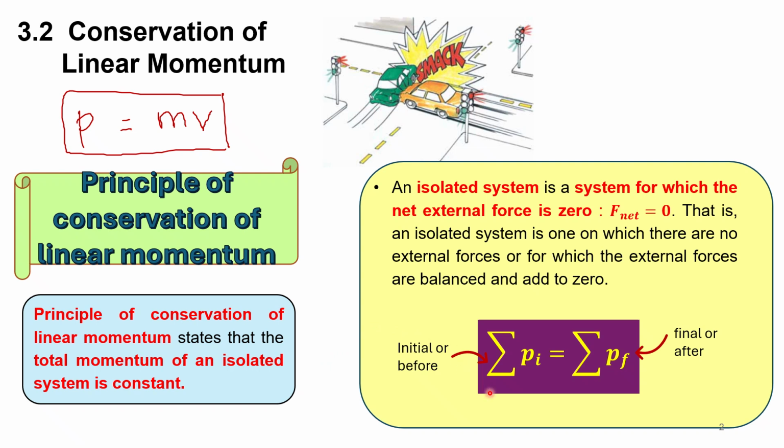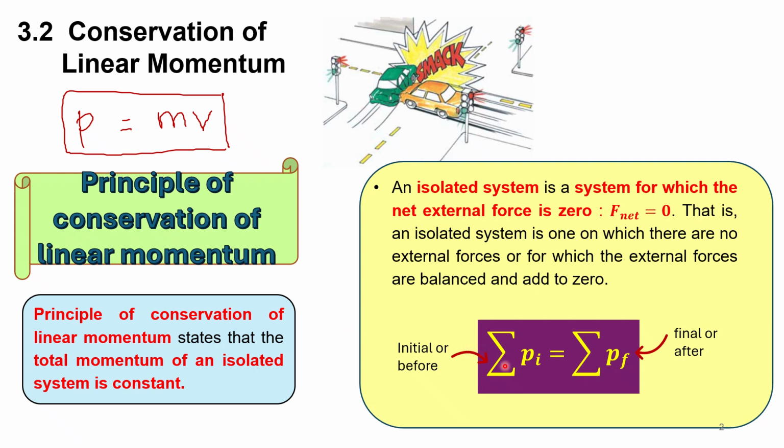As you can see here, we have the general formula where we write the summation symbol. The summation of initial momentum, so momentum from the green car and momentum from the orange car, totaled up, equals the summation of final momentum, which is momentum after the collision.